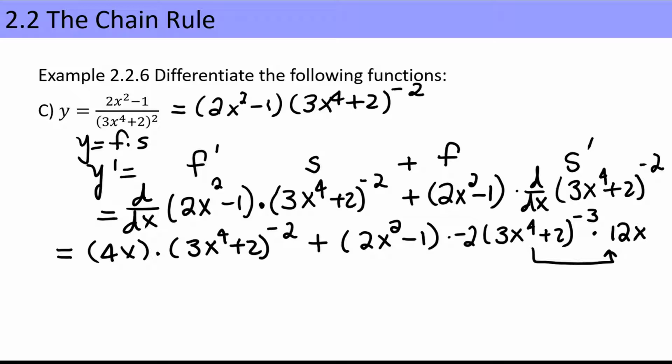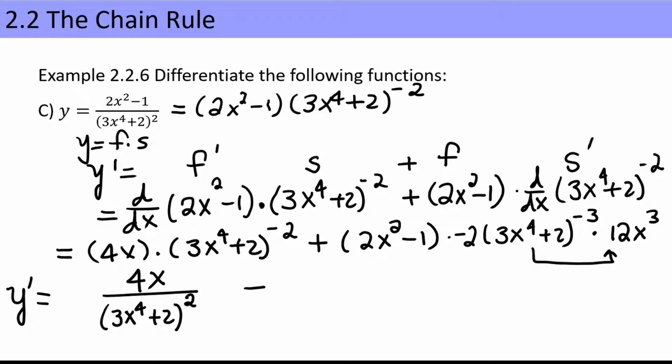X to the power of 4 minus 1 is 3, and the derivative of 2 is a constant, is 0. We'll rewrite the derivative without negative exponents, so we'll have y prime equals, for the first one, 4x stays in the numerator, and then we will write 3x to the fourth plus 2 in the denominator with a positive power of 2.